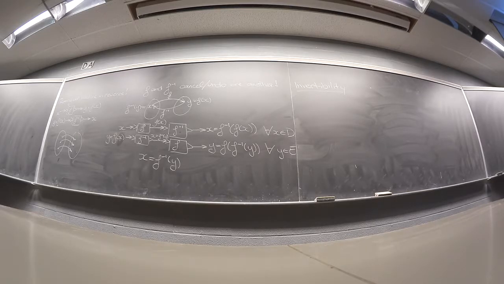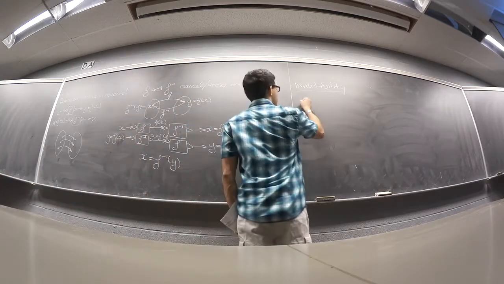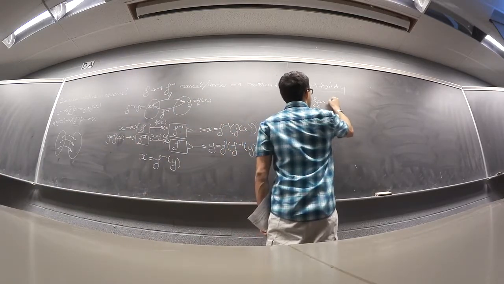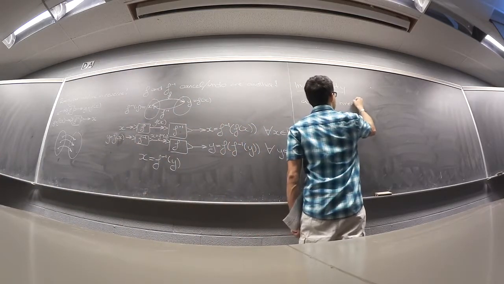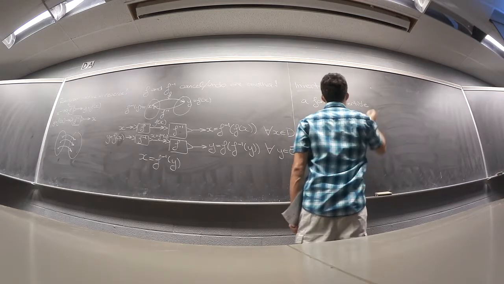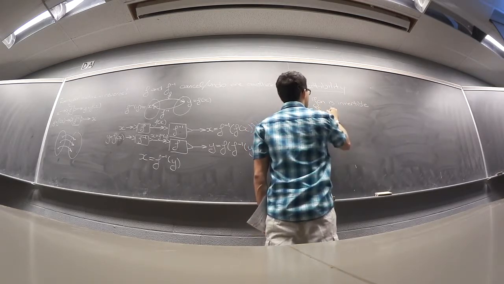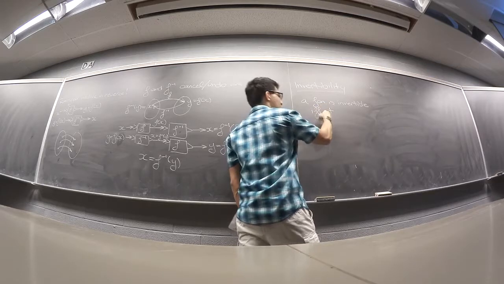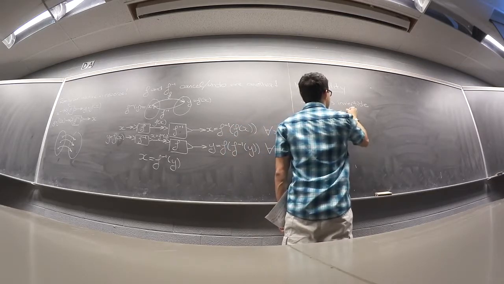Again, this is all posted, okay? A function is invertible if and only if it is one-to-one. Write that down. A function is invertible, or has an inverse function, if and only if it is one-to-one.